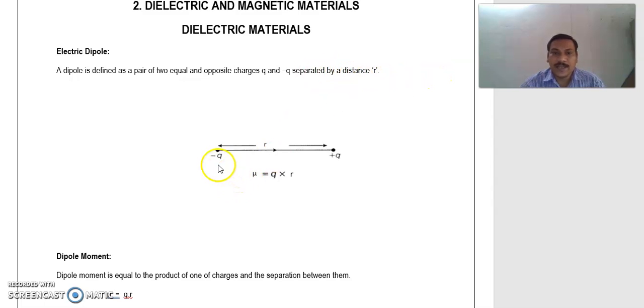So here we are taking two equal and opposite charges, minus q and plus q. These two charges are kept at a small distance small r. Then this arrangement is called an electric dipole.